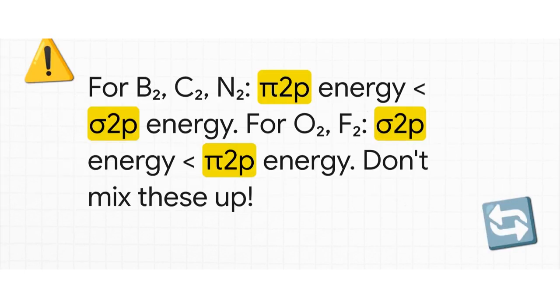Okay, everyone, I need your full attention here. This is a common mistake alert. When we fill electrons into these molecular orbitals, there's a small twist that trips up a lot of students. For diatomic molecules up to nitrogen, so boron, carbon, and nitrogen, the pi2p orbitals have lower energy than the sigma 2p orbital. But for oxygen and fluorine, the order flips. The sigma 2p orbital becomes lower in energy than the pi2p orbitals. This happens because of something called sp mixing. This difference is a very common question in exams.